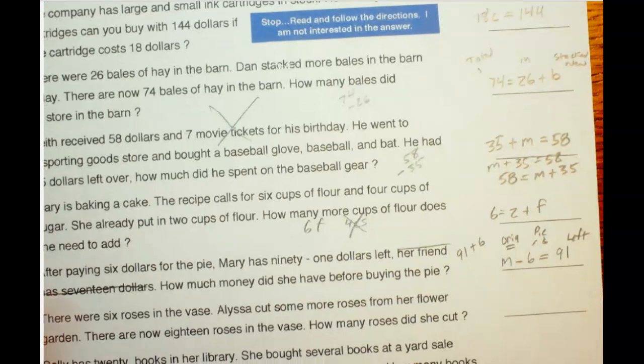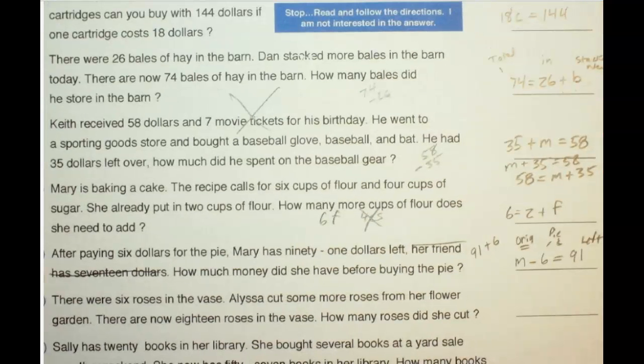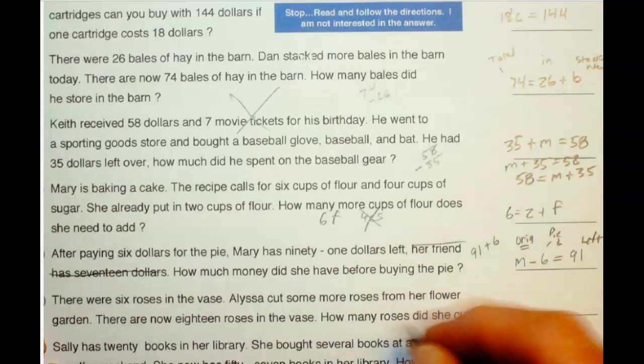I'm going to do one more and have you do the rest on your own. I know this is tough. I think it's the toughest target there is in this chapter. There were 6 roses in the vase. Alyssa cut some more from her flower garden. There are now 18. How many did she cut? Well, to solve it, I have to do 18 minus 6.